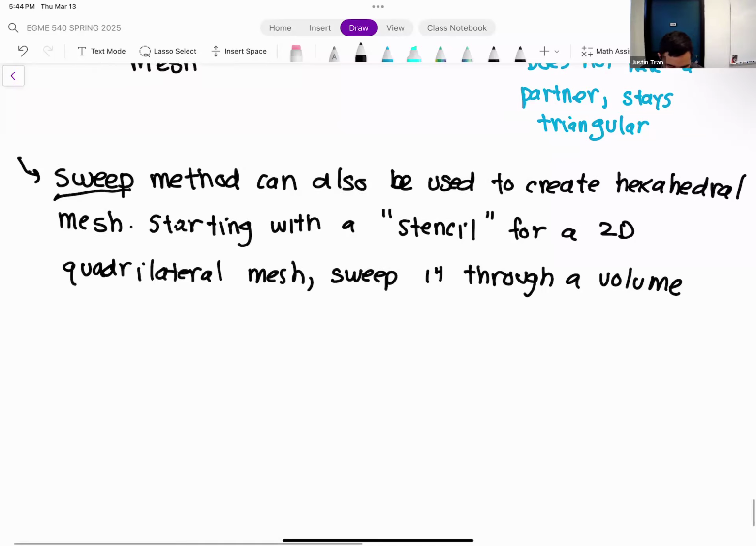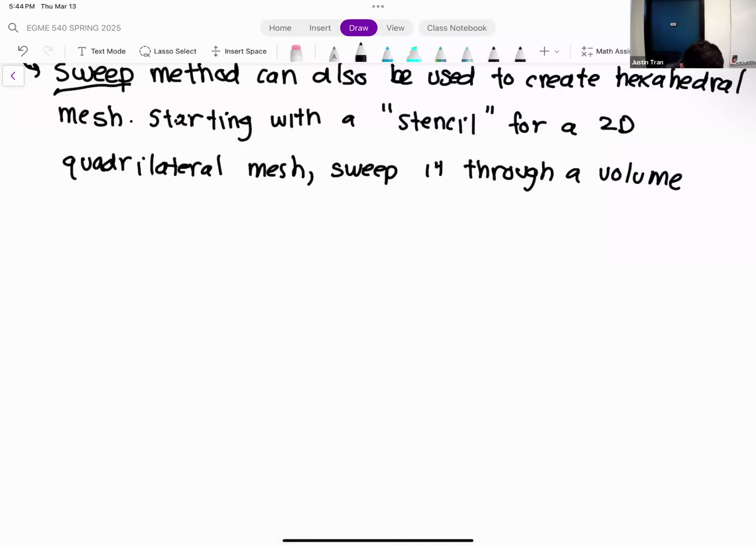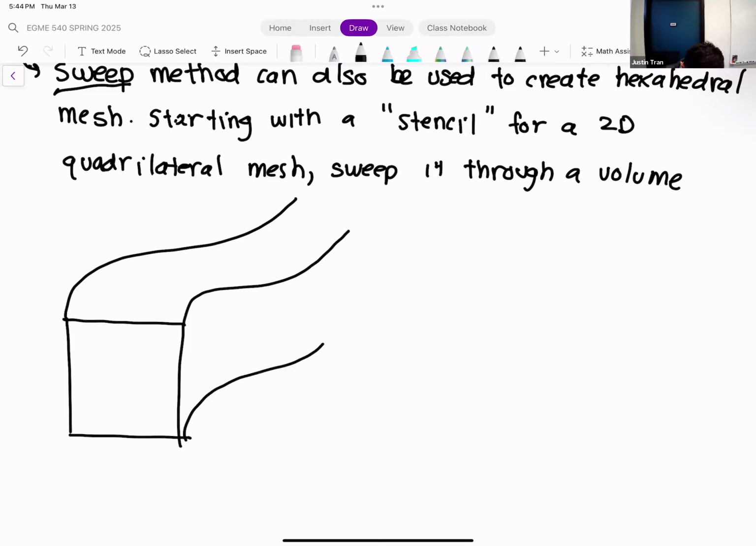Okay, so let's say that we have a geometry that looks like this. Let's say we have a square cross section. We have a path behind it that looks like this. Okay, so we have a square channel looking geometry.